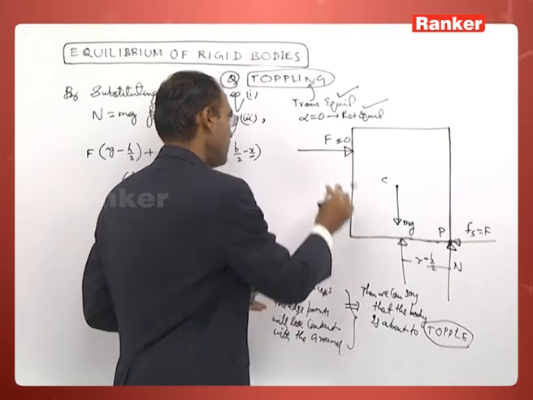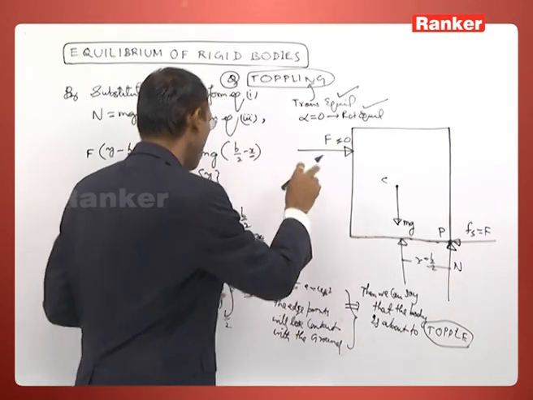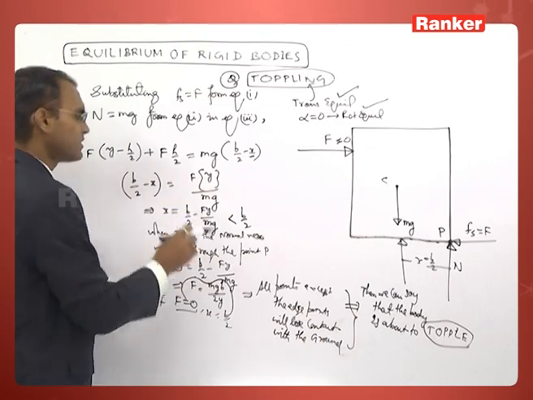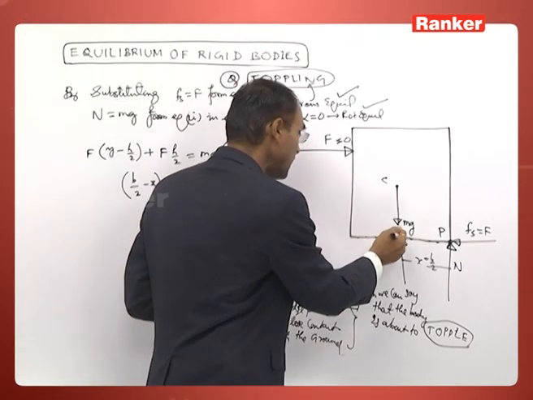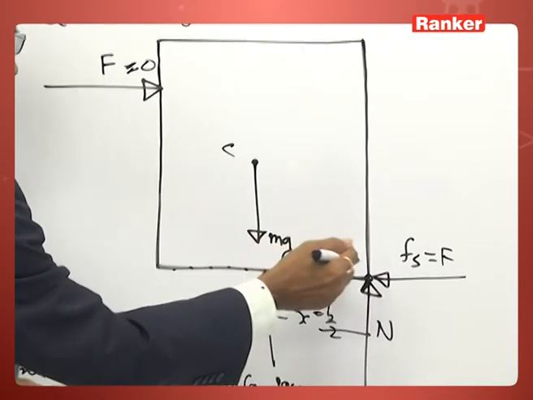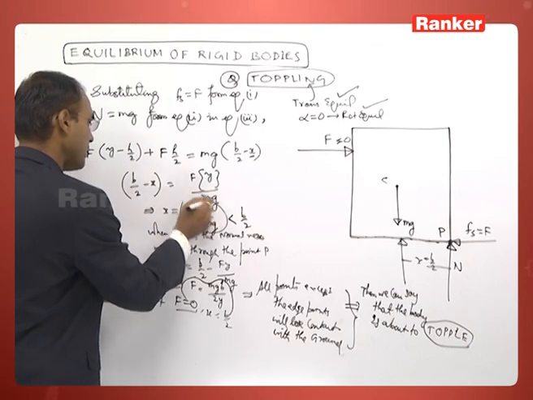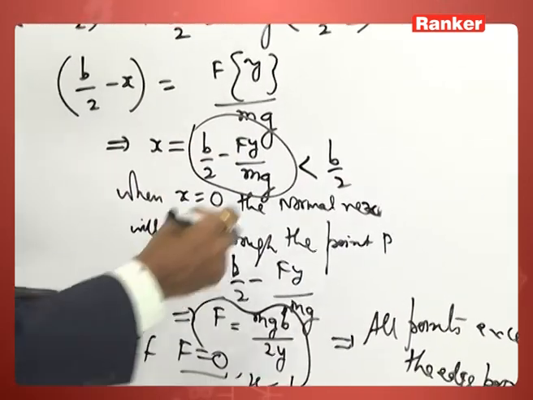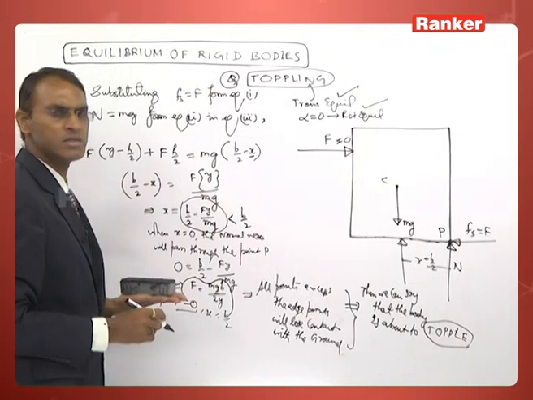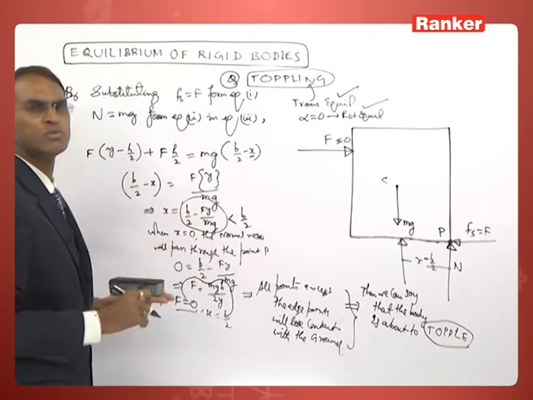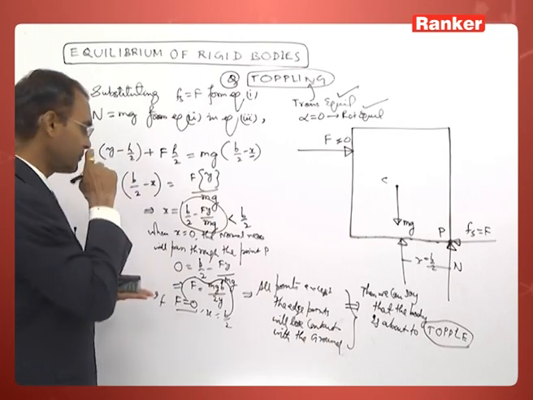When no force is acting, but when the force acts, the distance of the point of application of the normal reaction force from this edge point P will be equal to b by 2 minus Fy by mg, which is less than b by 2 obviously. And when this force is exactly this much, x will be equal to 0. And that is the condition for toppling.